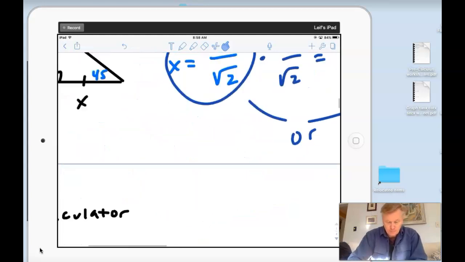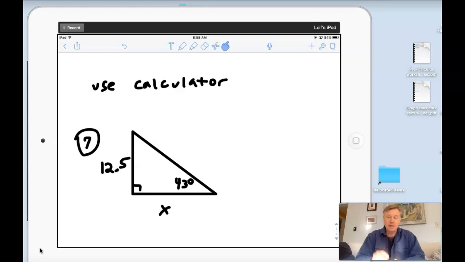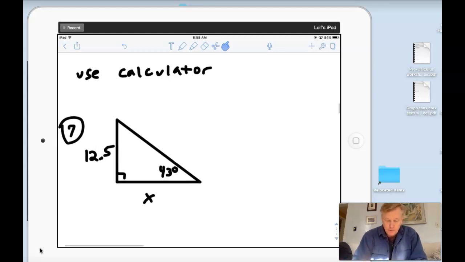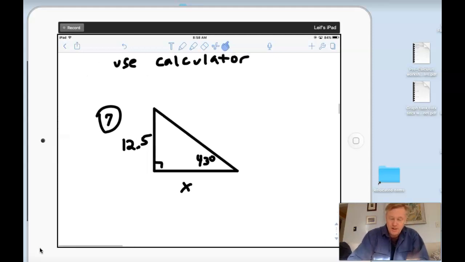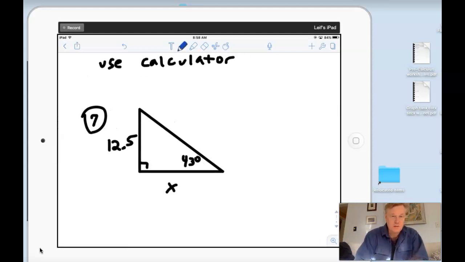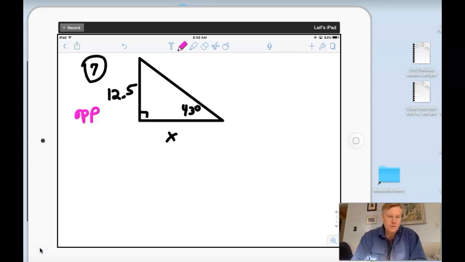Okay, next one. The calculator section. Now, the calculator part is important here. Make sure you're in degrees in your calculator as well. So, you want to set this up. I like to mark my sides, especially in the beginning as you're getting used to this. Which one's opposite, which one's adjacent, which one's hypotenuse. Remember that you're going to be using sine, cosine, tangent ratios for this. This is with regards to the 43 degrees, okay?